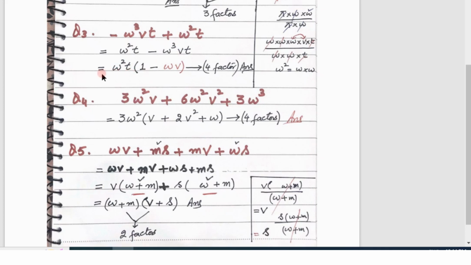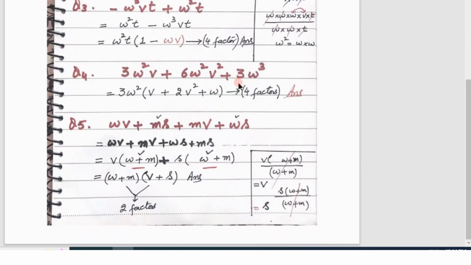How? W square are 2 factors. Look at the rough column. W square can be written as w multiplied by w. It means w and w are 2 factors. So there are 4 factors: 2 plus t, 3, and this whole big bracket consisting of 1 minus wv is a big factor. So there are 4 factors in this question.